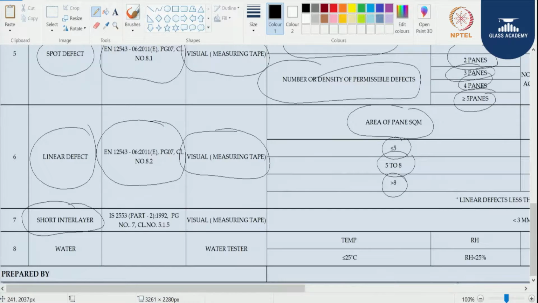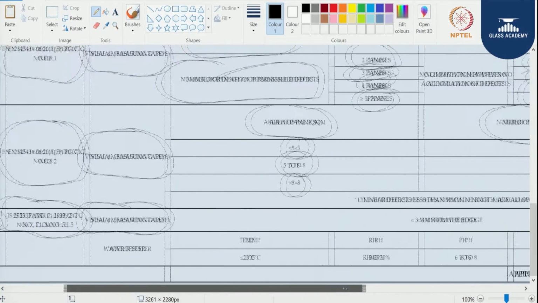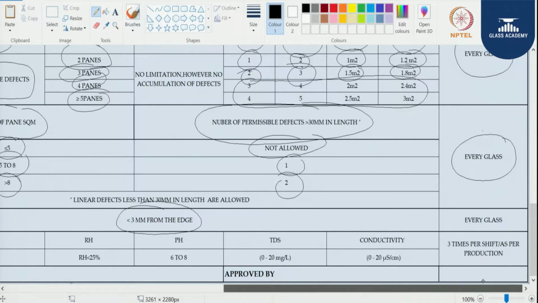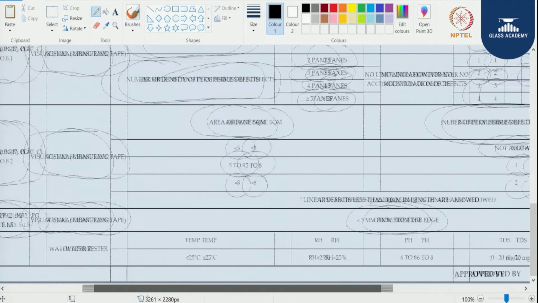Now let us take the next test parameter, that is the short interlayer, known as PVB shrinkage. The standard we follow is IS 2553. It is also checked visually and with a measuring tape. Here we need to understand that if it is less than 3 mm from the edge, then only it is allowed, otherwise it is not allowed. And the frequency of testing shall be for every glass.